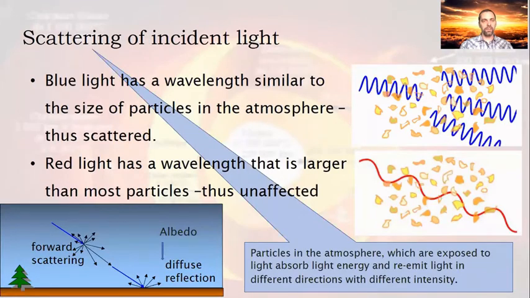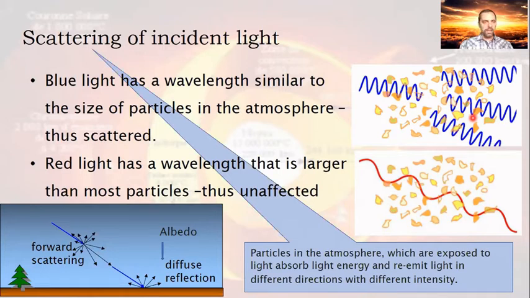Particles in the atmosphere which are exposed to light absorb light energy and re-emit light in a different direction with a different intensity. Blue light has a wavelength similar to the size of the particles in the atmosphere. Therefore, blue light scatters. That's why we see the blue sky.